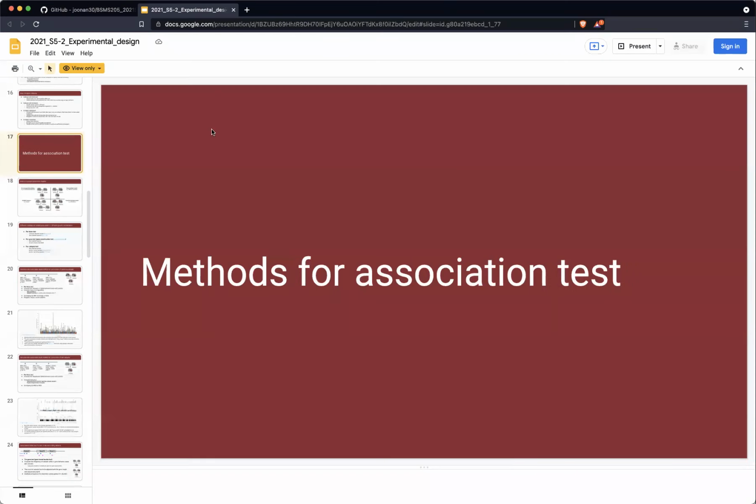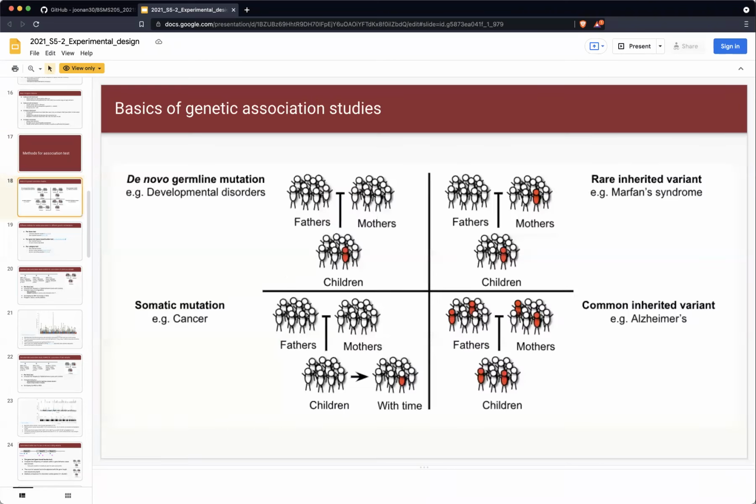Okay, so we're back to the session, which is the methods for association testing. Before we go into this topic, the first thing you have to understand is we have a wide range of genetic architecture for traits and diseases. If you look at a certain trait or disease, there's no way you can understand it from a unified perspective. There are various ways you can understand the genetic factors.